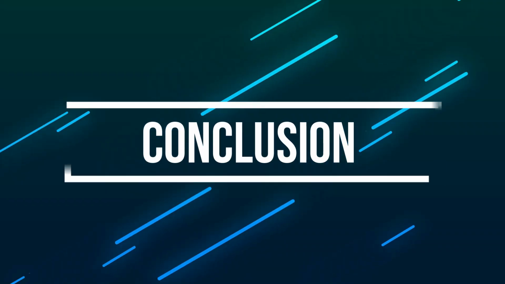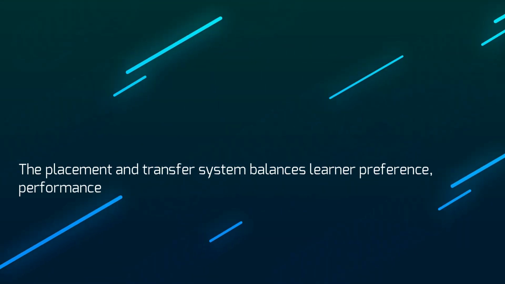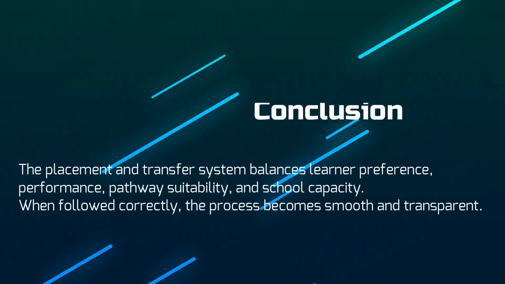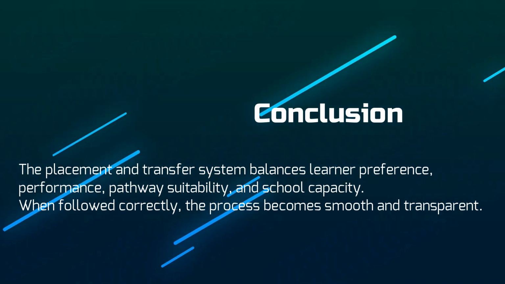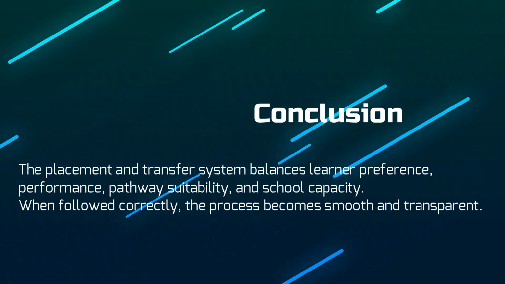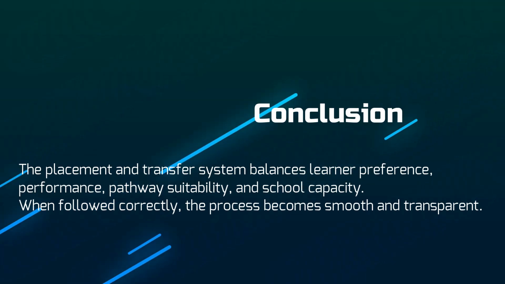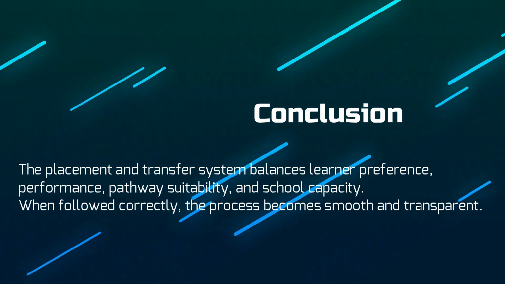Conclusion. The placement and transfer system balances learner preference, performance, pathway suitability, and school capacity. When followed correctly, the process becomes smooth and transparent.